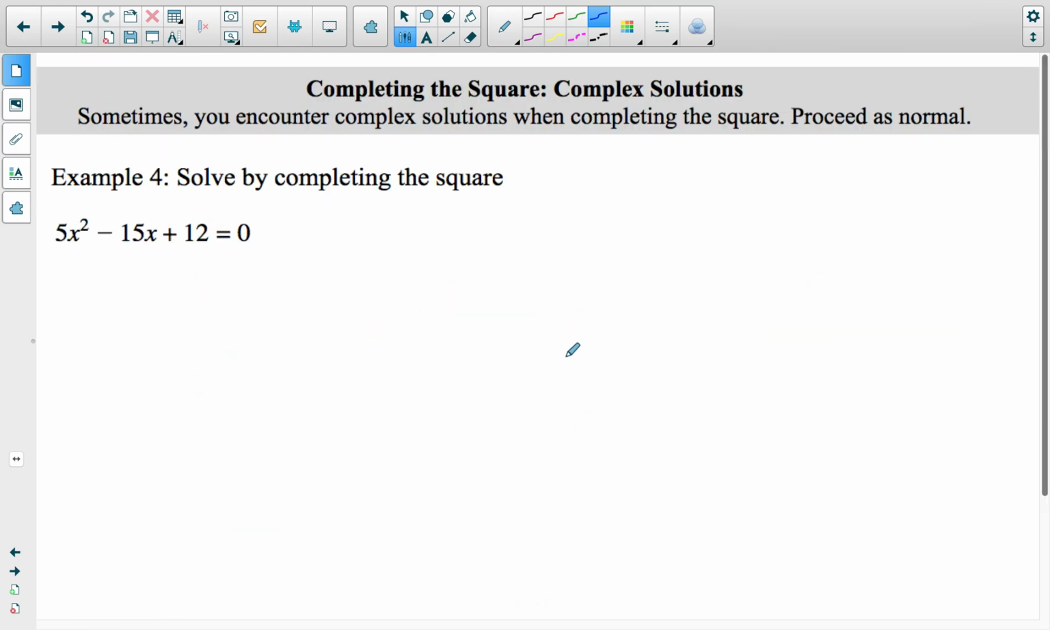Pause the video, give this one a try. Remember that you have to divide by 5 first.